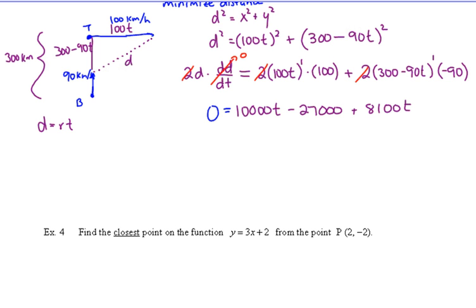So this is easy to solve now. Just pick numbers. We're not afraid of those. Move 27,000 to the other side. 10,000 minus or plus 8,100. What unit will our time be in? Hours. Are they asking for a specific time? To the nearest minute.